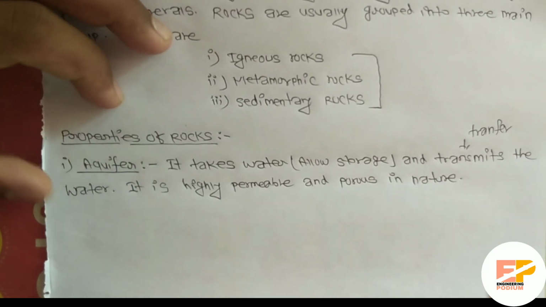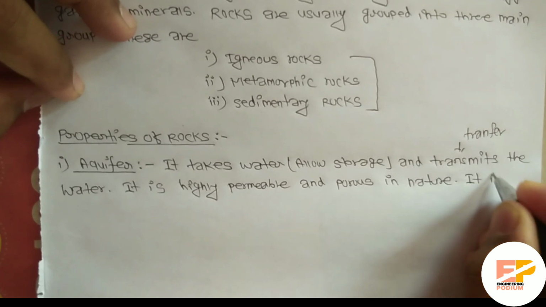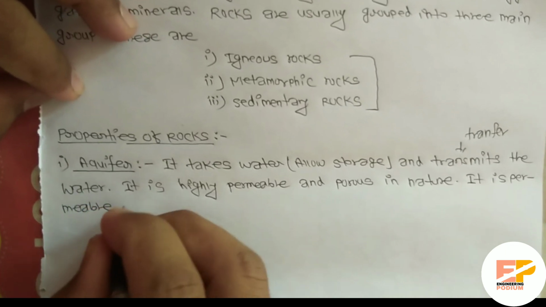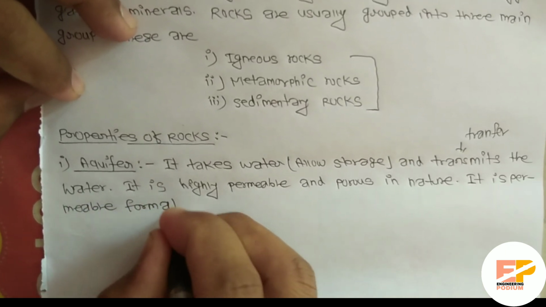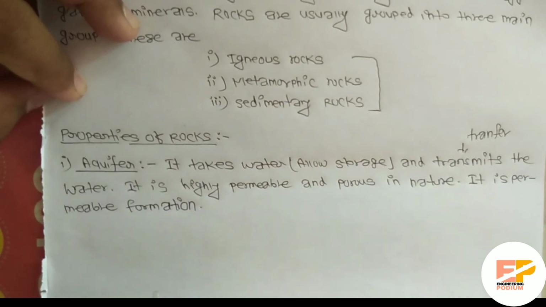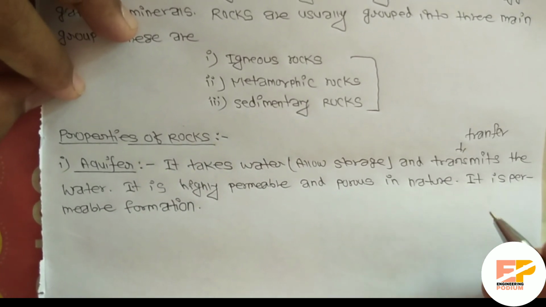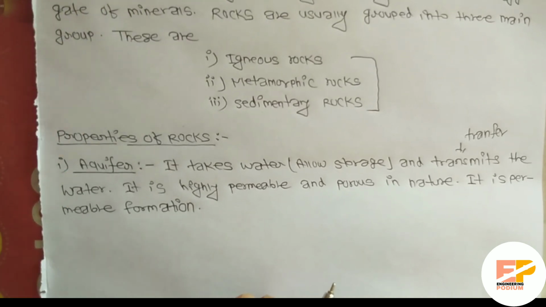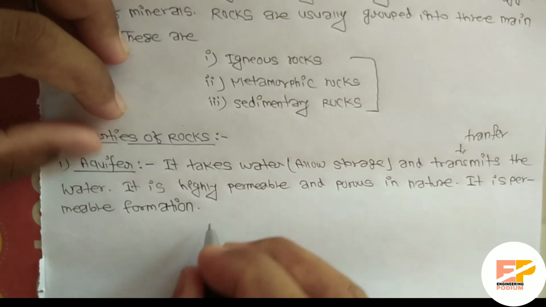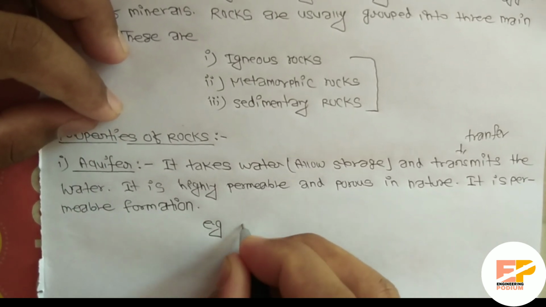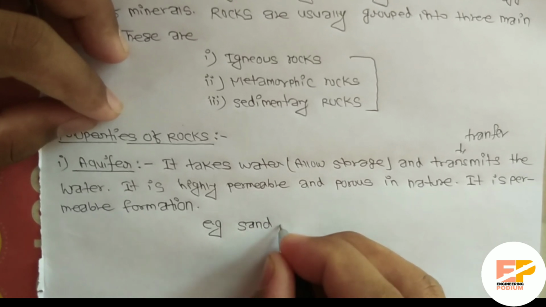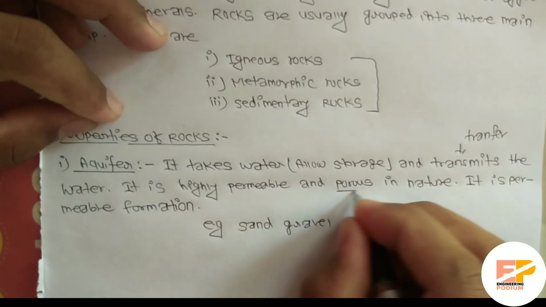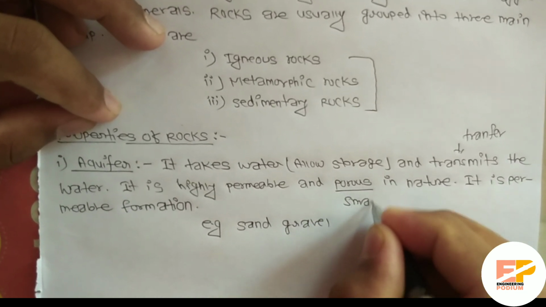It is a permeable formation. Permeable means pervious, having some holes that water can enter. Examples are sand and gravel. Porous means small holes.